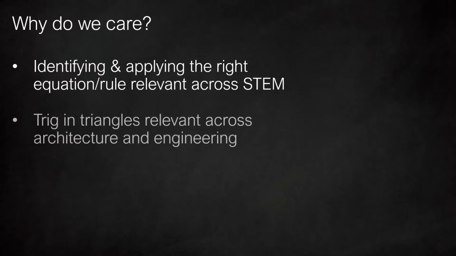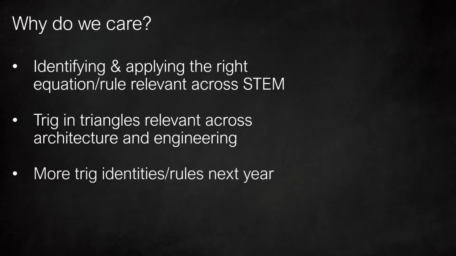The skill of identifying and applying the right equation or rule is relevant across all of STEM. I can mention this skill is relevant to every single day in my life as a physics student. Just knowing things isn't enough. You need to know how you can apply your knowledge to certain situations and problems. And as we mentioned in the intro video, using trigonometry and triangles is relevant across a lot of architecture and engineering. It's using angles and sides to get other angles and sides without directly measuring them. It's always useful. And slightly more relevant and immediate to you, you'll be looking at more trig identities and rules next year, so getting familiar with this type of thinking and problem solving skills will be really useful.